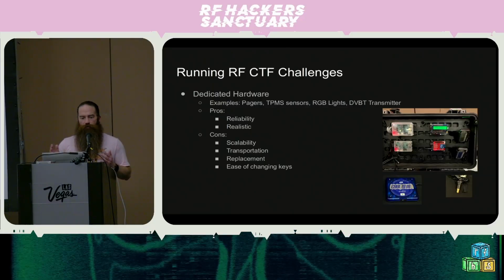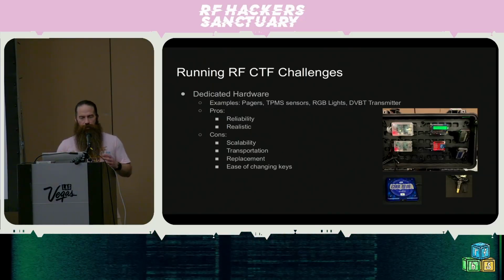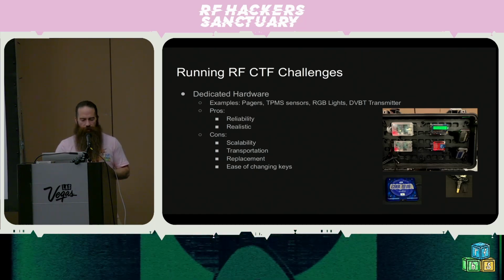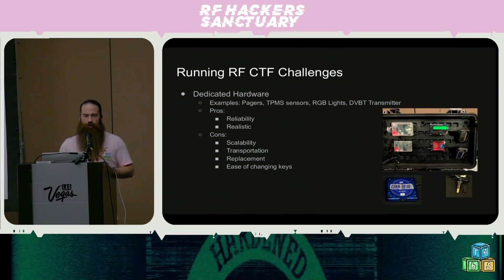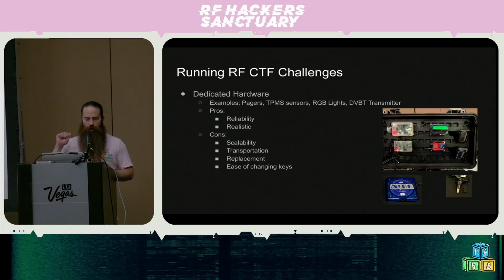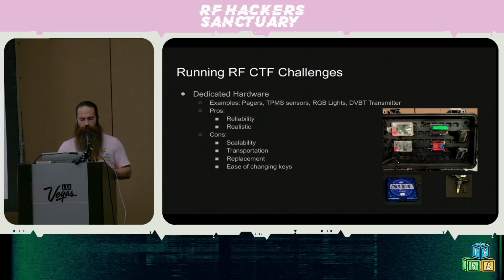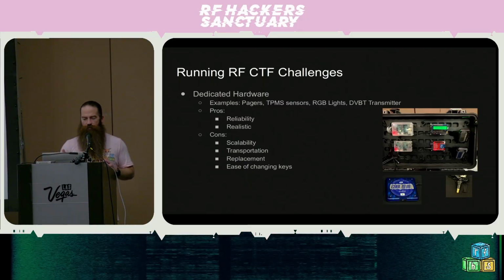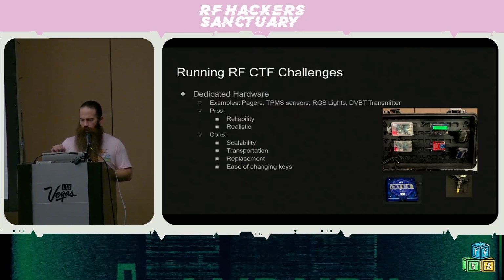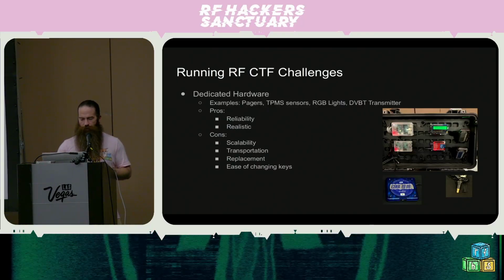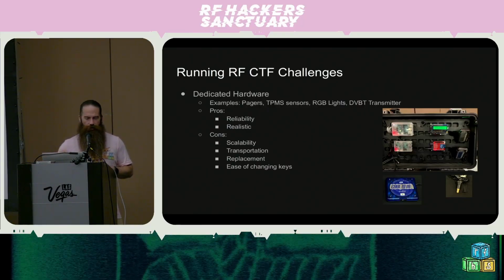So running RF CTF challenges, and specifically the other RF, so not Wi-Fi, not Bluetooth, RFID, that kind of stuff, one of the ways that you can run these is using dedicated hardware. And you'll see examples of this up there, things like pagers, TPMS sensors, the RGB light wands that we have. We used to have a DVB-T transmitter. There's a couple of examples up in that picture. There are 6LoWPAN radios, 802.15.4, a couple of different pagers and whatnot.